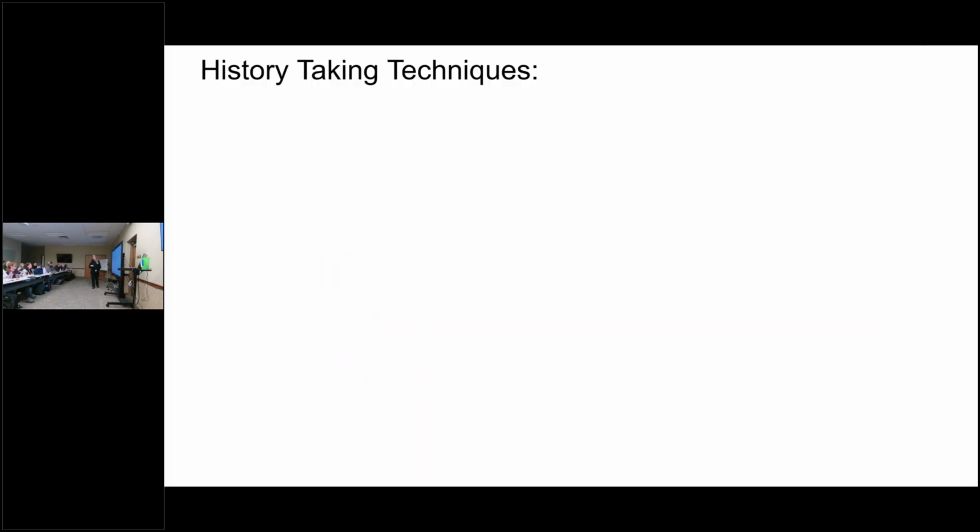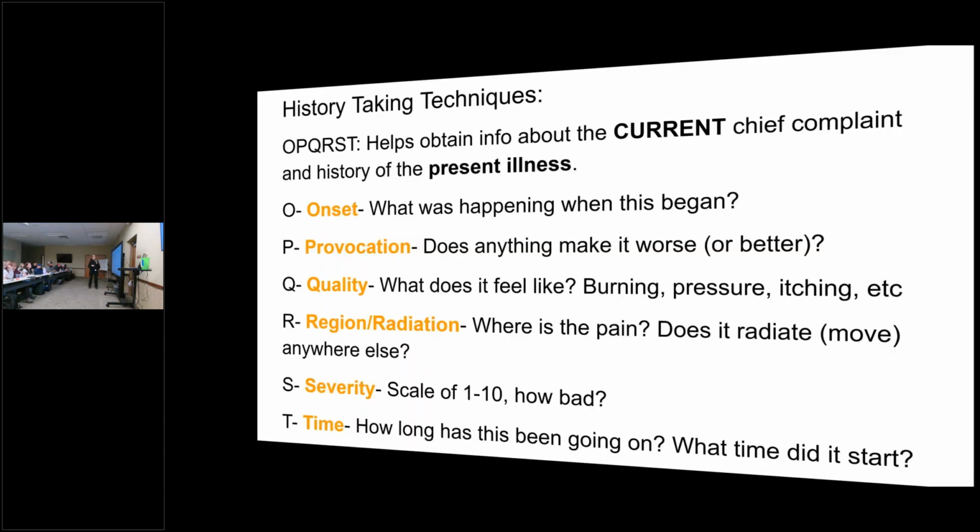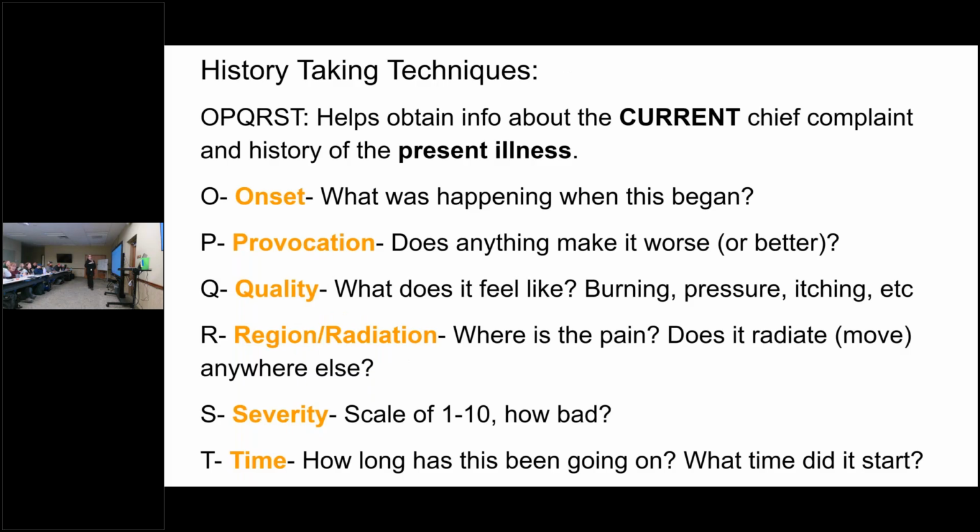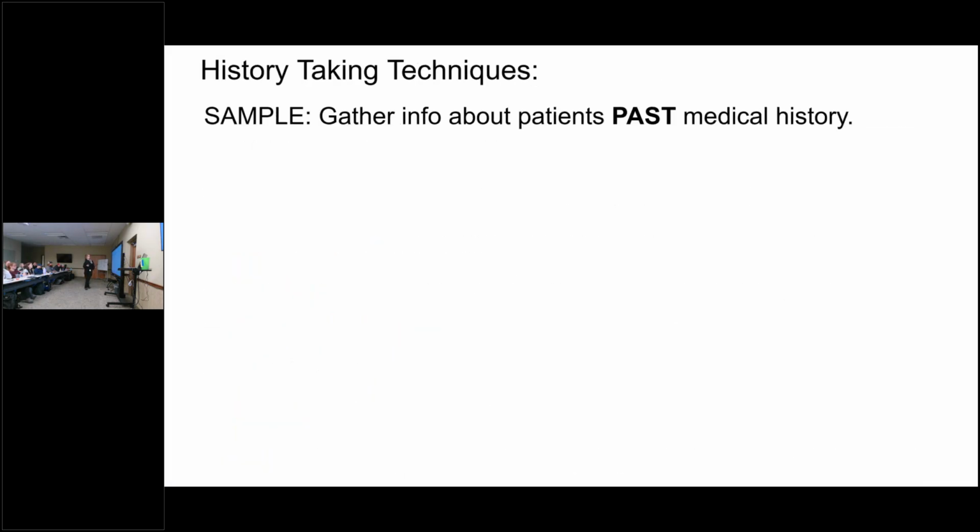Okay, so that was for our current problem, the present, what did we say? The present illness. So the next one is SAMPLE. This is going to give us info about the patient's past medical history. So S is signs and symptoms. This also plays into the present illness, but we can ask them: What's wrong? What kind of symptoms are you feeling today? Have you ever felt these symptoms before?